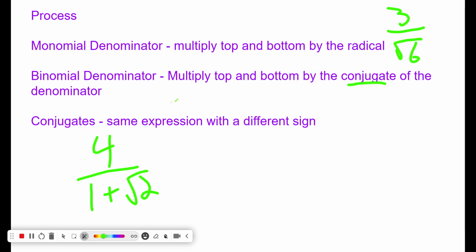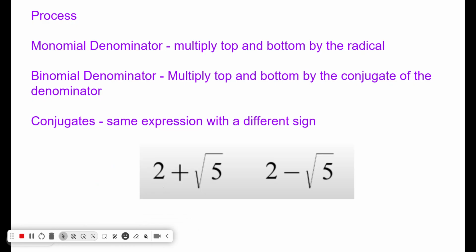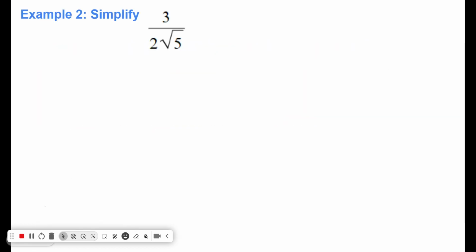The conjugate is the same expression, but with a different sign. So it would look like this: if you had 2 plus the square root of 5, the conjugate would be 2 minus the square root of 5. It's going to be really important. Make sure you have that written down. So let's look at examples. I think that's the best way.